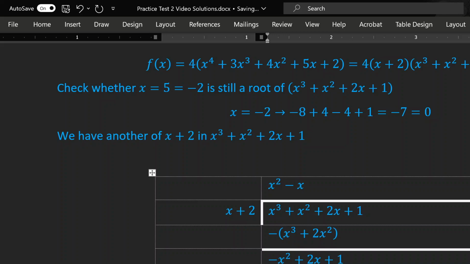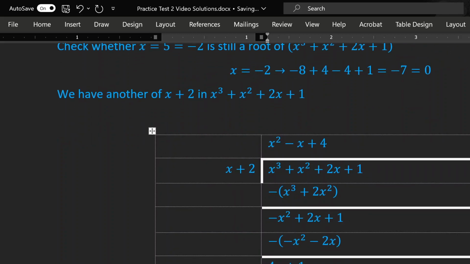And that looks a little bit weird, like it's not going to go in evenly, but we can't really predict because we're in Z7, so I'm just going to keep going and hopefully it works out. So I'm going to need 4 here. And then down here, I'm going to subtract what I get by multiplying 4, so that's going to be 4x plus 8. Oh yeah, that is going to come out evenly. So this is going to be 1 minus 8, which is -7, which is the same as 0. So I do get an even division here.